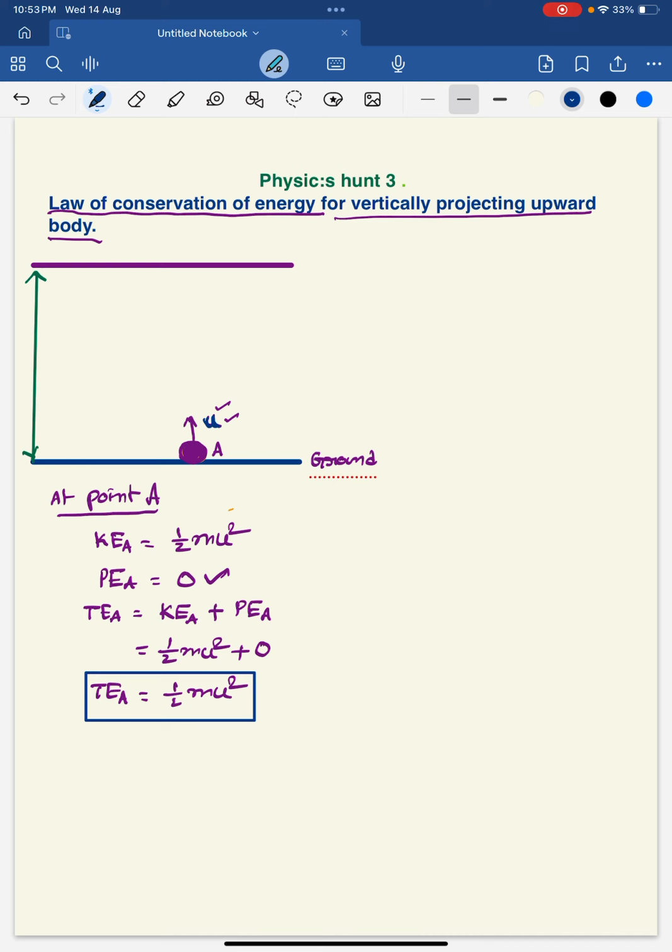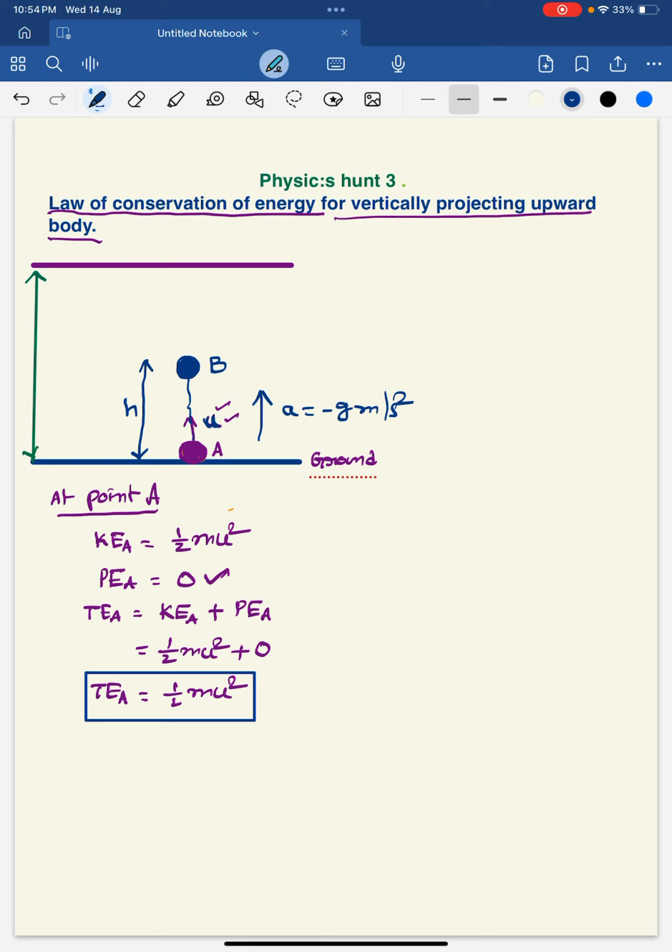Whenever initial velocity is given to this body, definitely this body will move in the upward direction, right? We are projecting a body vertically upward, which means acceleration due to gravity is negative. Suppose after 2 seconds the object reaches here. Let us assume this height is small h from the ground.